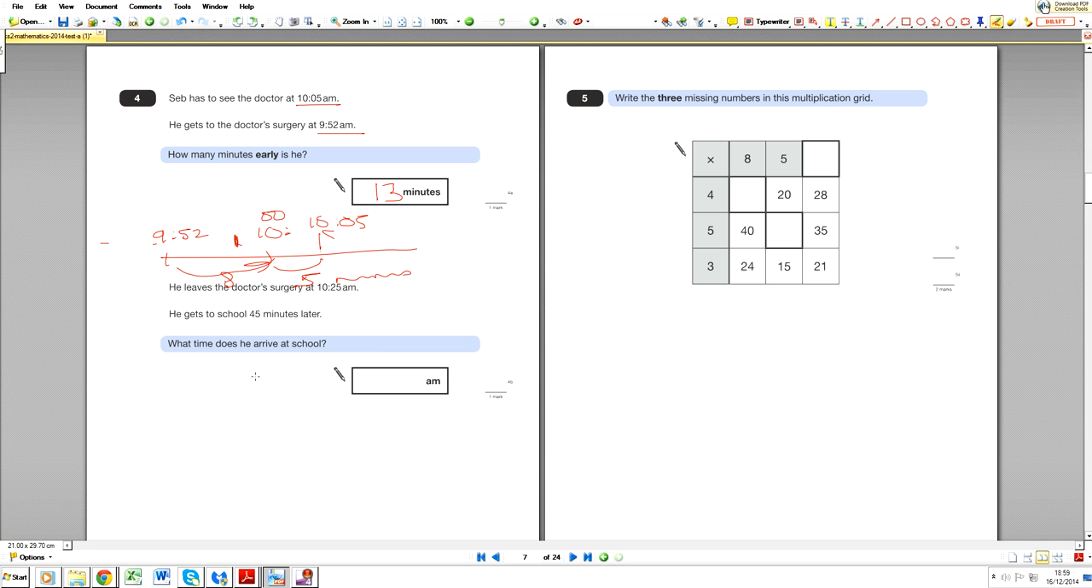Okay, sorry about that. The thing is moving around. He leaves the doctor's surgery at 10:25. He gets to school 45 minutes later. What time does he arrive at school? We're going to go through how we work that out. So we got 10:25.